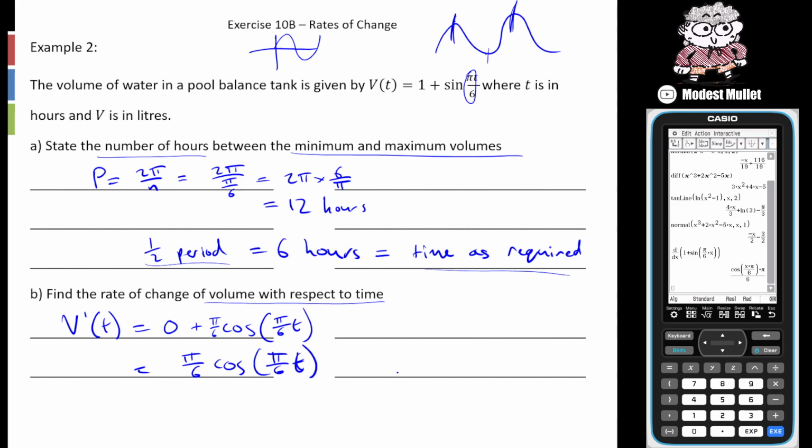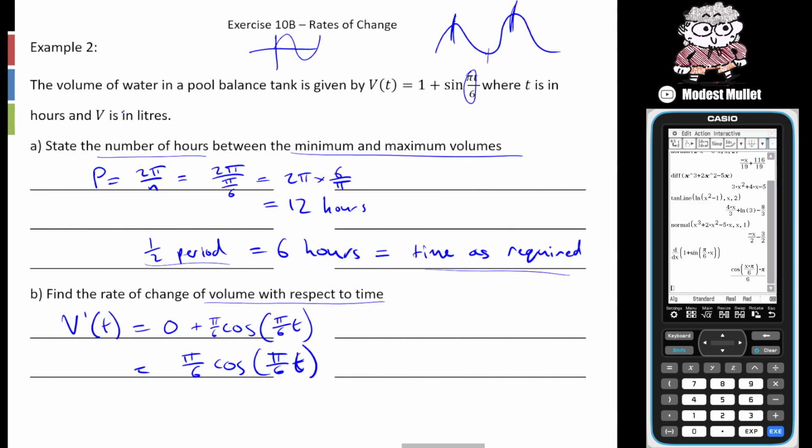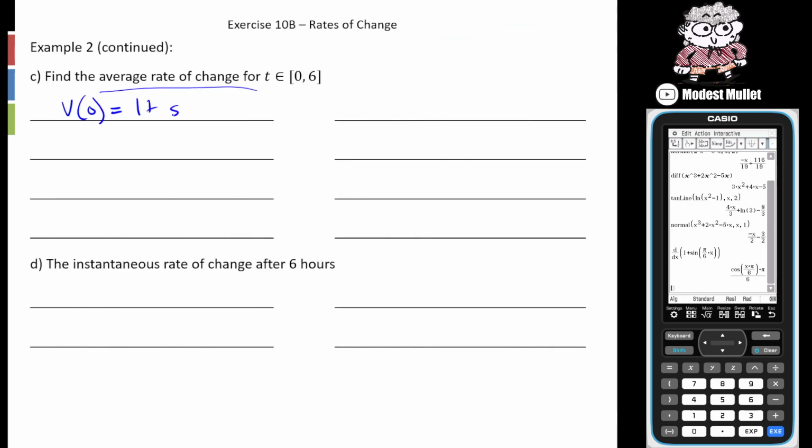And if you do use your CAS, make sure if you've been using x's that you give the same variable below as in the question. So there's our derivative. So we're finding average rate of change though, so we've got to go back. So v of 0 is equal to 1 plus sine 0, which is equal to 1. V of 6 is equal to 1 plus sine.